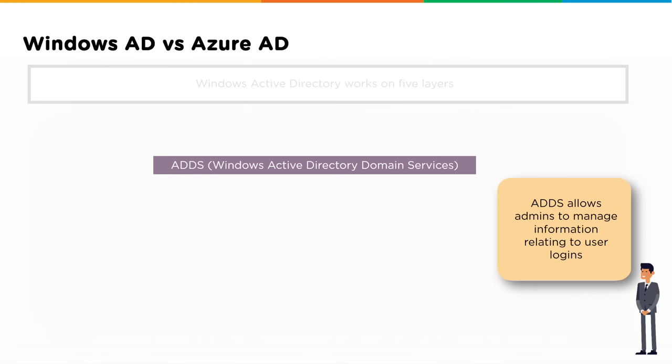Now the biggest draw when it came to Windows AD was that it had many layers. Now different layers that did different bits of work. So now let's talk about each of these layers. The first layer is ADDS, or the Windows Active Directory Domain Services. Now each layer, as I said before, has a different role to perform. ADDS allows admin to manage information relating to user logins and other details like when they signed up, how much they're using and things like that.